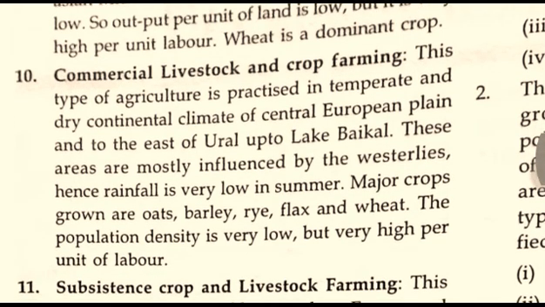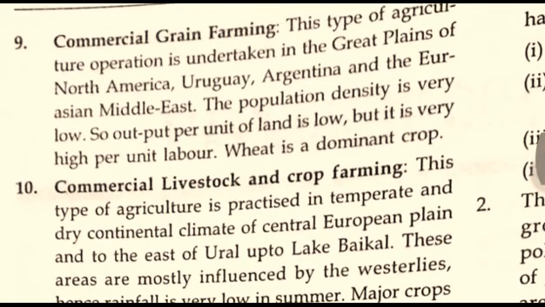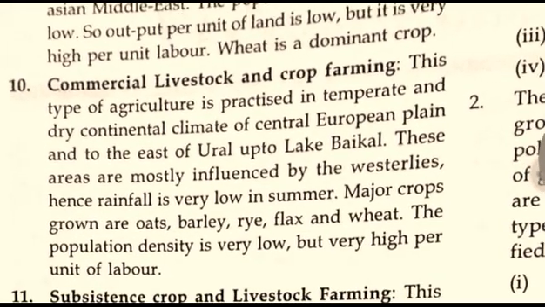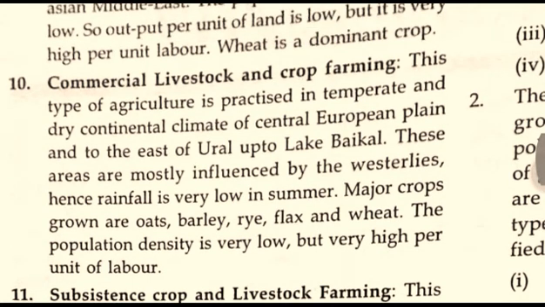Commercial livestock and crop farming. This type of agriculture is practiced in the temperate and dry continental climate of the Central European plain. So here commercial grain, then commercial livestock and commercial crop farming are practiced in temperate regions and dry continental climate of Central Asia, the Central European plain, and to the east of the Urals up to Lake Baikal.